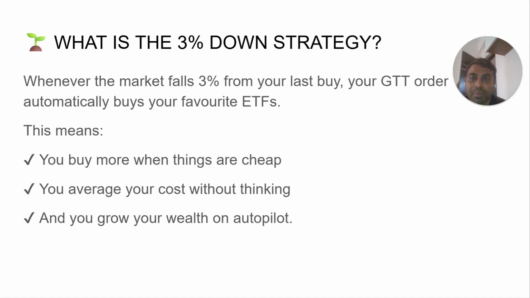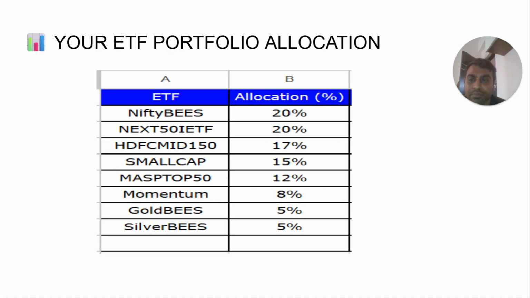So what is the 3% down strategy? Whenever the market falls 3% from your last buying price, you set a GTT order to automatically buy your favorite ETF. This means you buy more when things are cheaper. You average your cost without any thinking and you grow your wealth on autopilot.